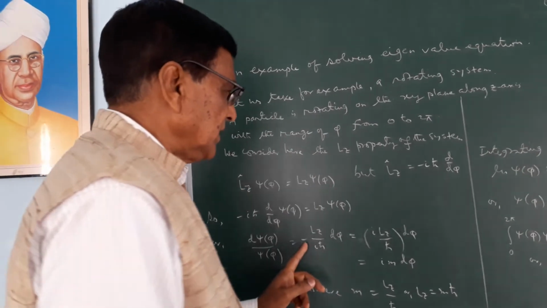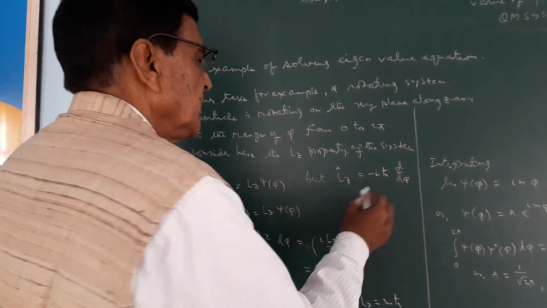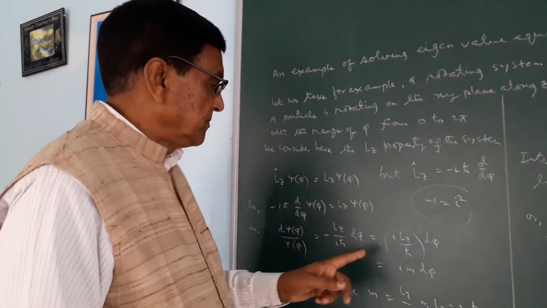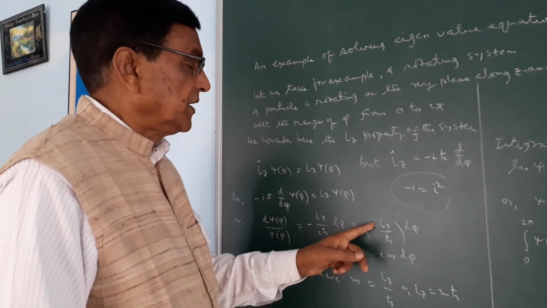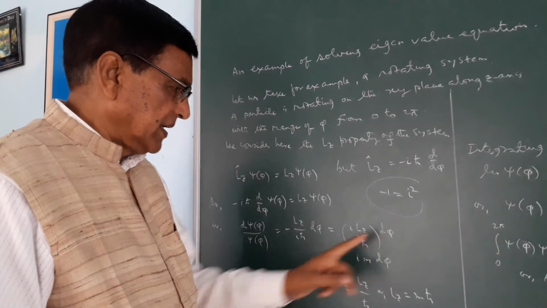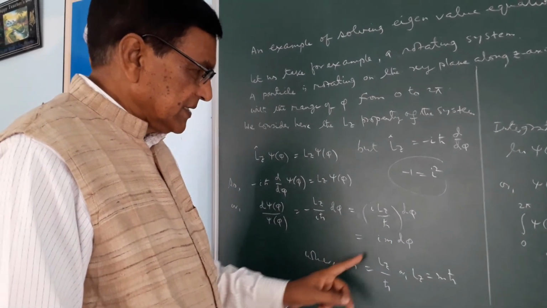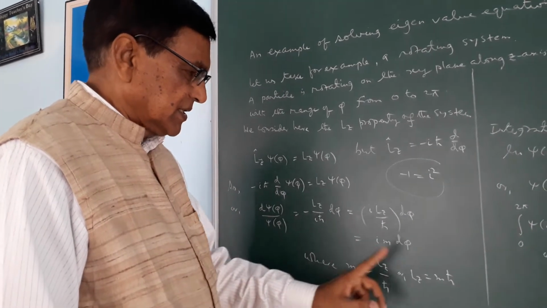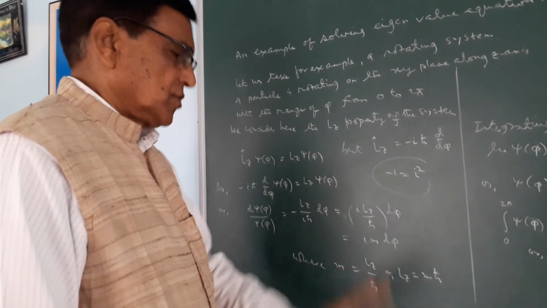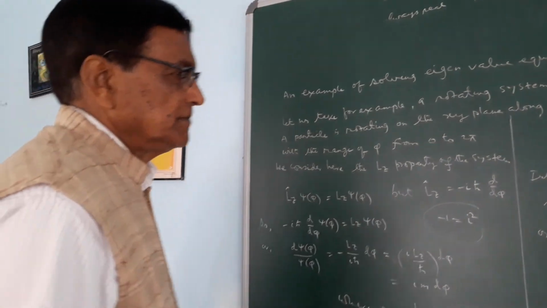This minus 1 you can write, this minus 1 you can write as i square, and here this i square, and this i cancels, one i remains, and it plus i Lz by h cross d phi. We can write this as i m d phi, where m is equal to Lz by h cross. So Lz becomes m into h cross. This is the eigenvalue of this equation.